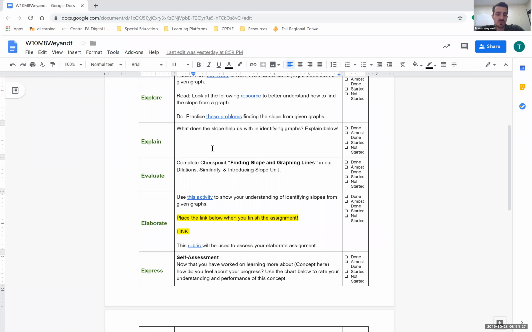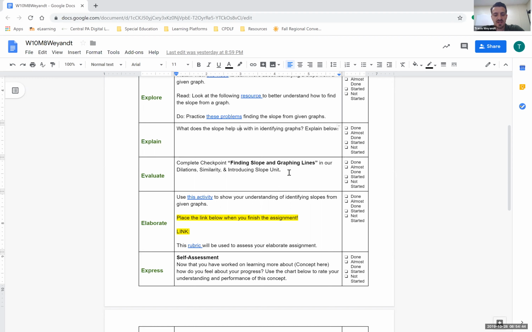In the explain section, what does the slope help us in identifying graphs? So how does it help us? As you look through these resources, put down below your thoughts: what does the slope do for us? Why does it help us in identifying graphs? What can it do for us in maybe graphs that we see in other examples or other scenarios?